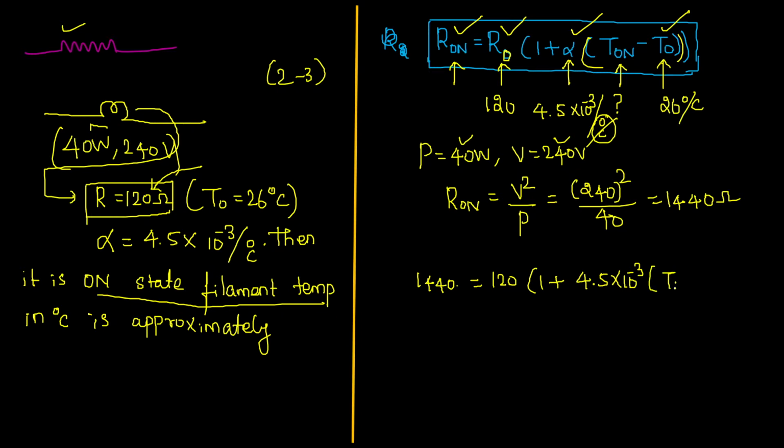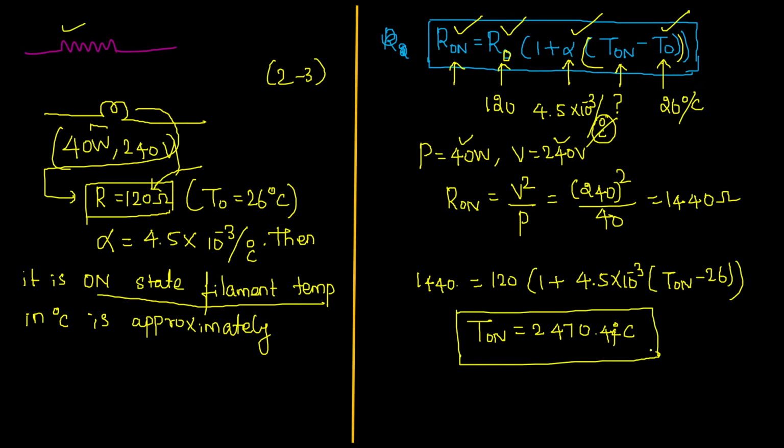In bracket, let me put T on minus 26. Now you can reduce it, and the one and only unknown value is T on. See, you can do this reduction. It's a small thing. Please do it by yourself. So finally, if you reduce this, in my case, I am getting 2470.4 degree Celsius. Exactly. Am I right? Yes, 2470.44. Good, Kanaga Savita, Rajesh. Very good. So the correct answer is 2470.44 degree Celsius.